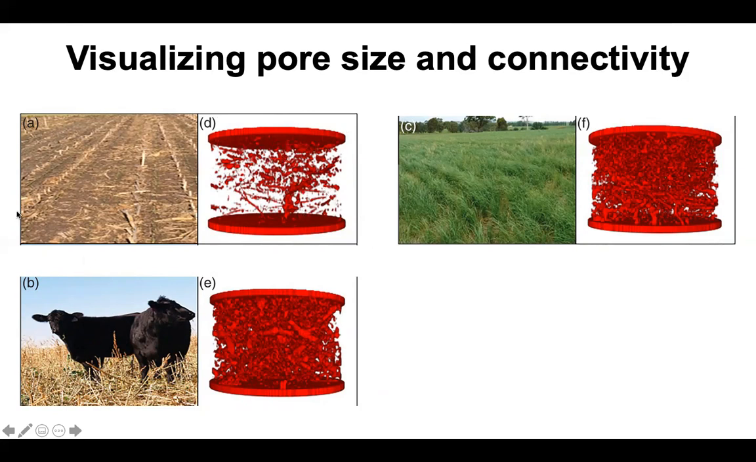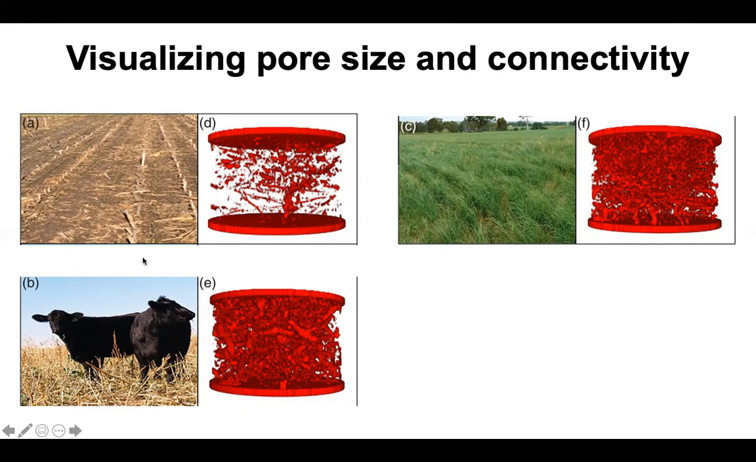The red dots here demonstrate the pores. Here we have annual row crop agriculture, with lots of tillage and lots of soil disturbance. You can see that there are lots of little pores, but they're dispersed and not very well connected to each other.